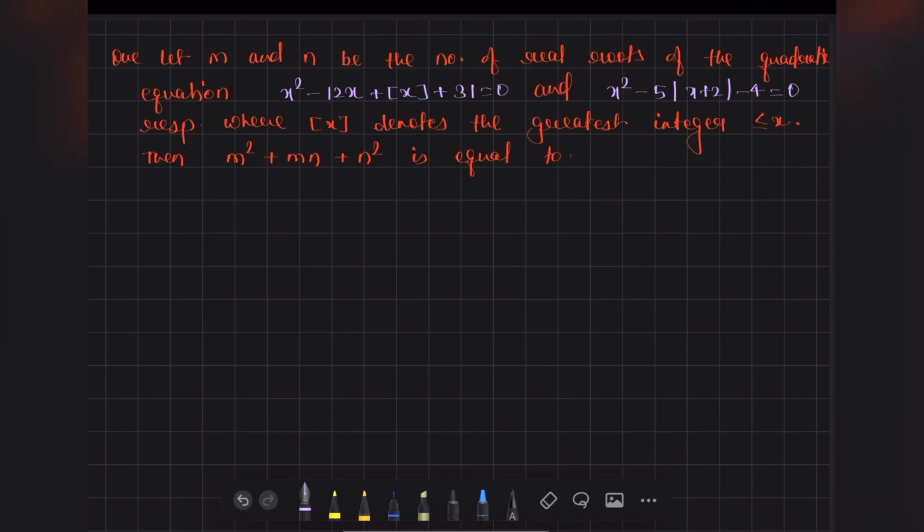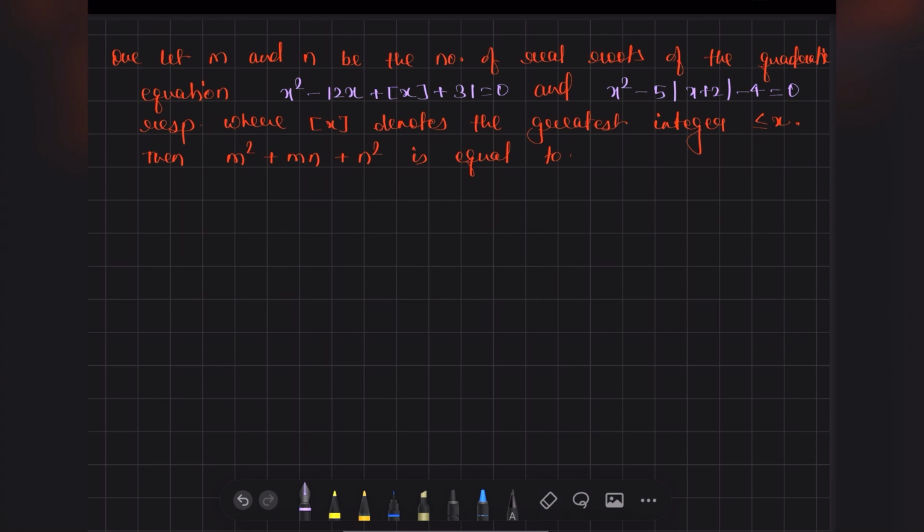So we have one more question, and it says: let m and n be the number of real roots of the quadratic equations given. So m is the number of real roots of the first equation and n is the number of roots of the second equation. And in this we have box x, which is the greatest integer function, and finally we have to find the value of m square plus n square plus mn.